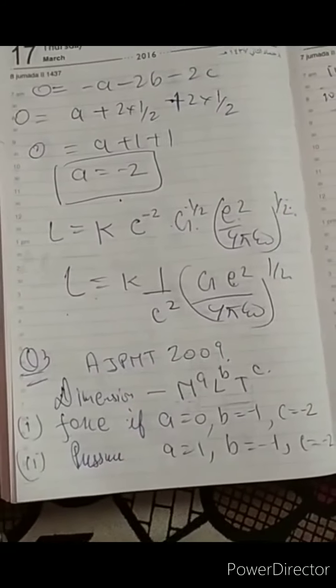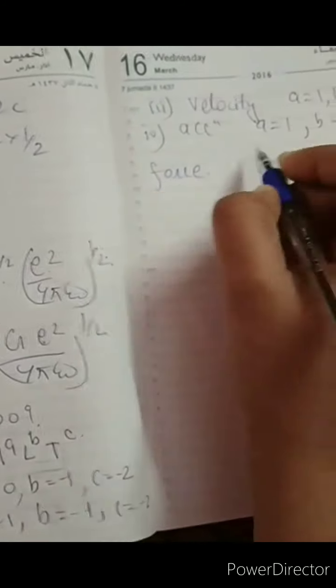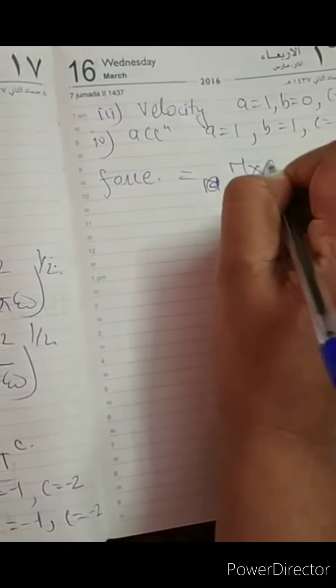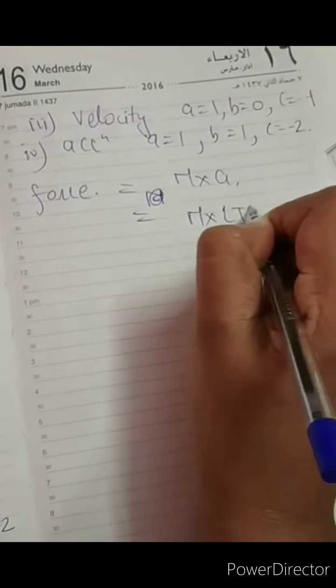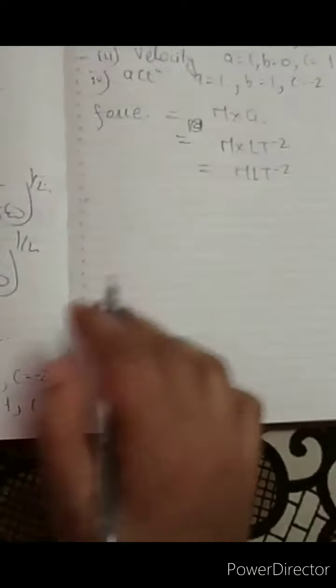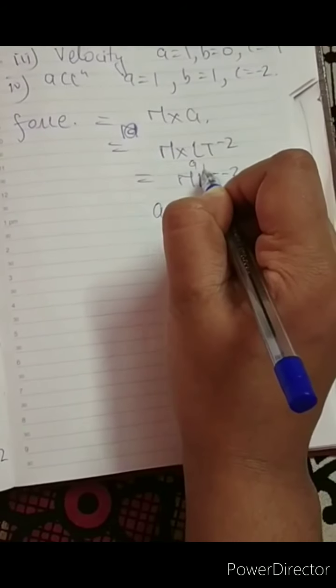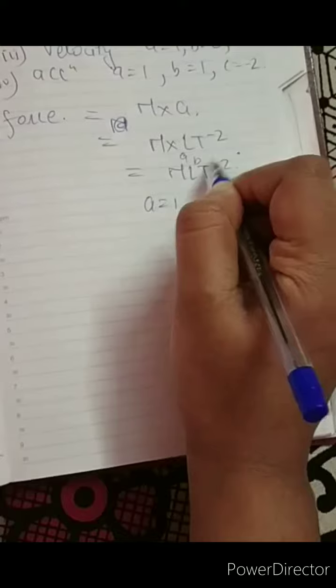Let's take force first. What is the force formula? Force is mass into acceleration, correct? Mass into acceleration is MLT minus 2. So here a is equal to 1, that is M to the power a, L to the power b, and T to the power c, correct?